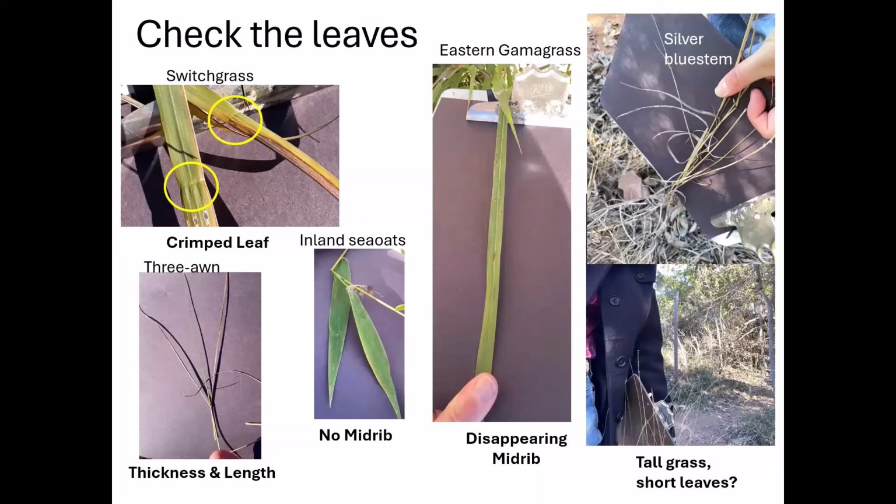Other things to look for in leaves: you may have heard of the grass switchgrass. Switchgrass is a very tall grass, but one good identification characteristic is this crimp on the leaf. Now, honestly, sometimes this is hard to find, but right now, maybe because the leaves are starting to die back a little bit, it is super easy to see. So it has basically this area where it looks like it got pinched.